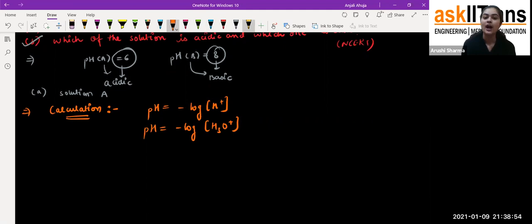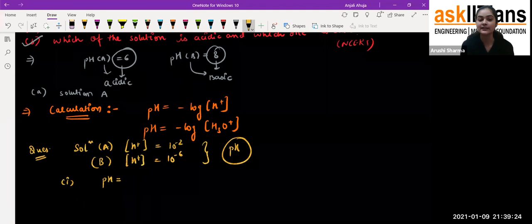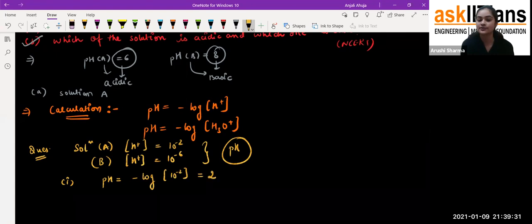Fine. Now how is it going to be? See, the question is that solution A has the H ion concentration given as 10 raised to the power minus 2, and solution B has the H ion concentration given as 10 raised to the power minus 6. Now I have to tell which one has the higher pH. So for the first condition, for A: pH is minus logarithm of the H ion, which is 10 raised to the power minus 2, and it comes out to be 2. Second, pH equals minus logarithm of 10 raised to the power minus 6, and it comes out to be 6. So that is for A and that is for B.